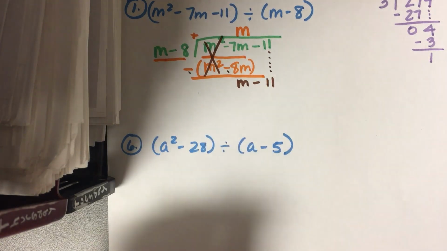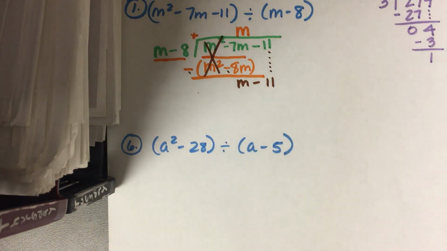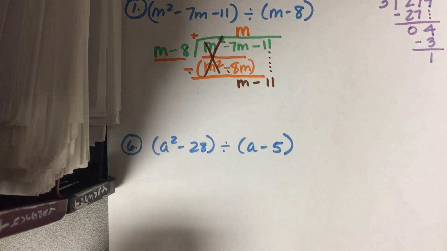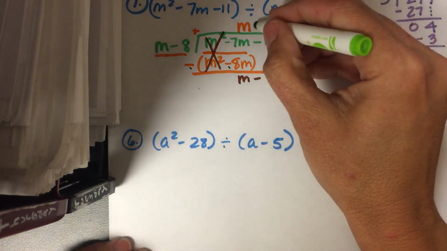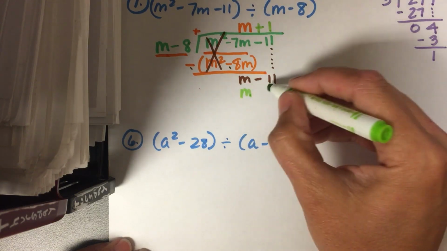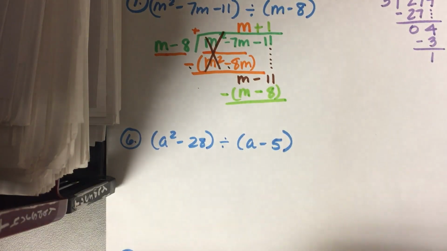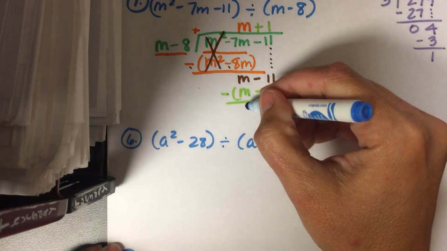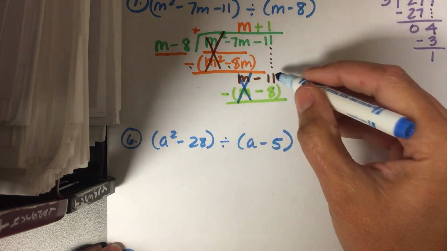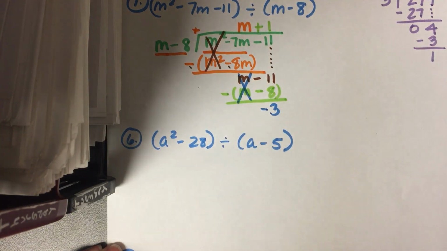Okay, now we're going to look at the next step. I want to see how many times m goes into m. Well, that one should be one of the easier ones. How many times does m go into m? That's going to be 1 time. So plus 1. I multiply 1 times m is m. 1 times negative 8 is negative 8. Then I'm going to look at combining. m minus m cancels. Negative 11 minus negative 8 becomes a plus, and that leaves me with negative 3.